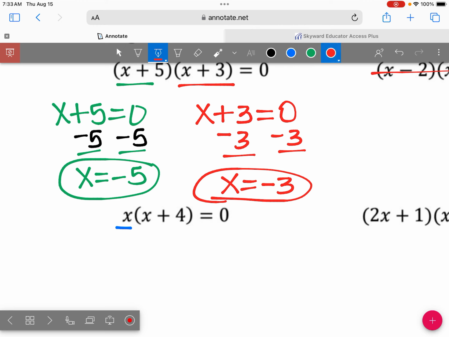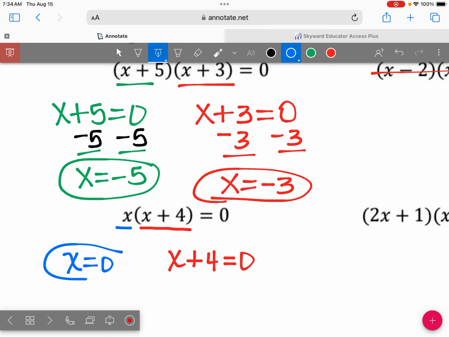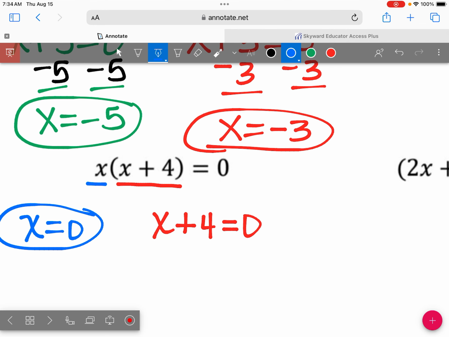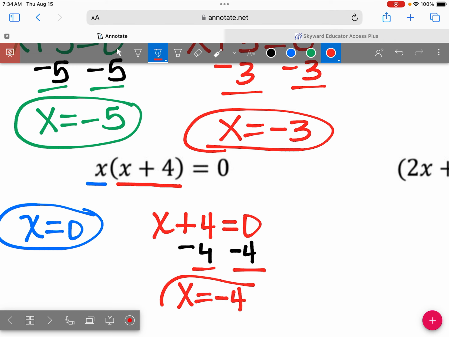This x is a factor, and this x plus 4 is a factor. Let's set them equal to 0. So x equals 0. x plus 4 equals 0. This one is already solved for x. So anytime you just take out an x, that means one of your answers is 0. So x equals 0 is one of my answers. For the second one, let's go ahead and solve that. Subtract the 4. And you get x equals -4.